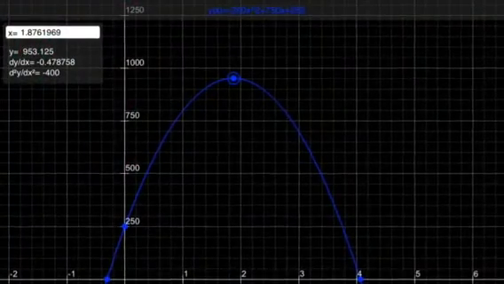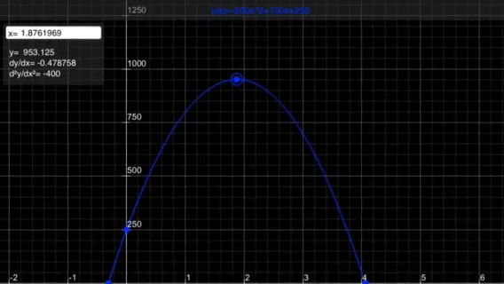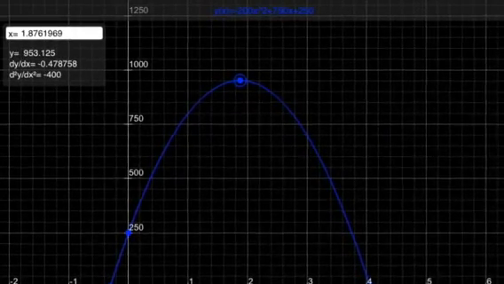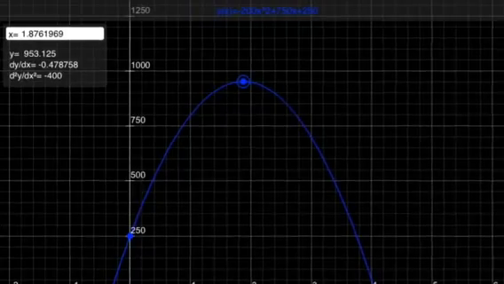Here is the graph of the equation, and like we said earlier, the max is when x is 1.875. And you can also see that the graph has a downwards concavity. Now go out there and sell some burritos.